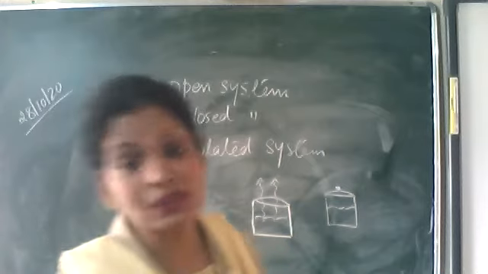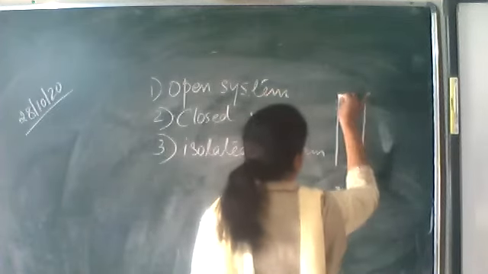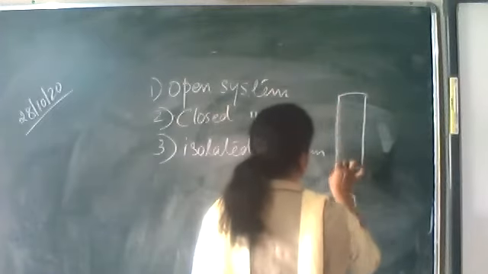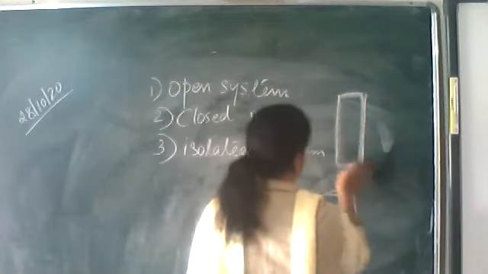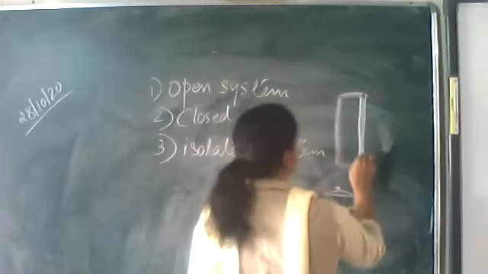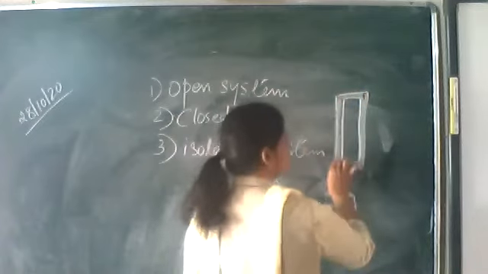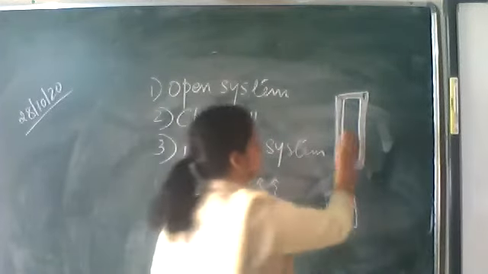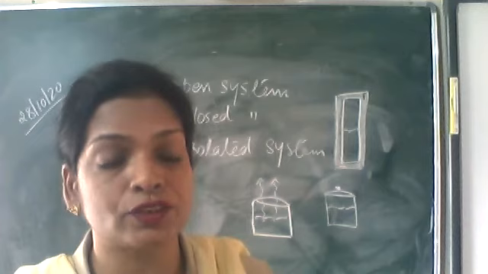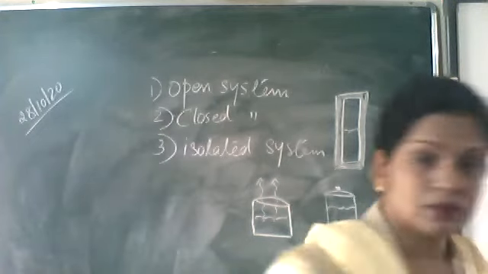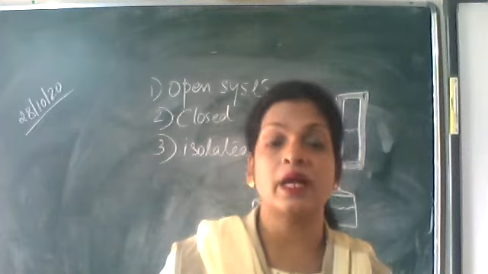Now, what about isolated system? Isolated system means hot water taken in a thermoflask. In the thermoflask, I have taken hot water. Neither matter nor heat energy will be exchanged between the system and the surroundings. So, there are three types of system: open system, closed system, and isolated system.